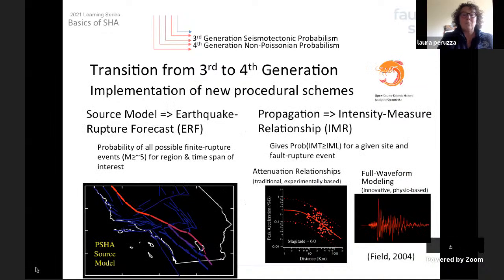A great step forward for this new picture was related to the implementation of new computer engines, new procedural schemes. I remember that SHA was the first, in some way, to abandon the terminology of seismogenic sources in terms of a source model given by an earthquake rupture forecast, where we list the probability of all possible finite rupture events in a region and in a time span. And even if the difference seems not so huge, in reality, the difference is huge. And we can so abandon the term seismogenic source that implies uniform distribution inside.